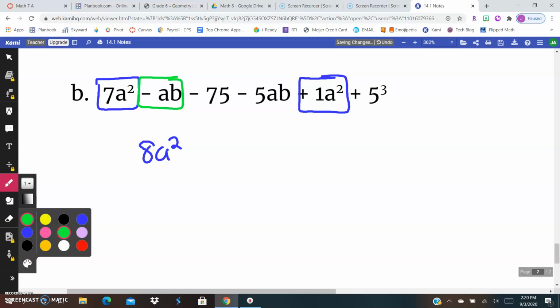Then I have a negative ab. I'm going to look for any more ab. There's one right here. So negative ab and negative 5ab would leave us with negative 6ab.